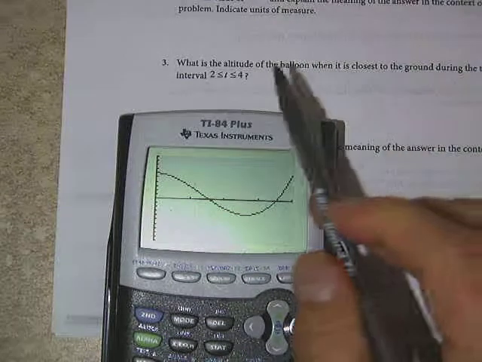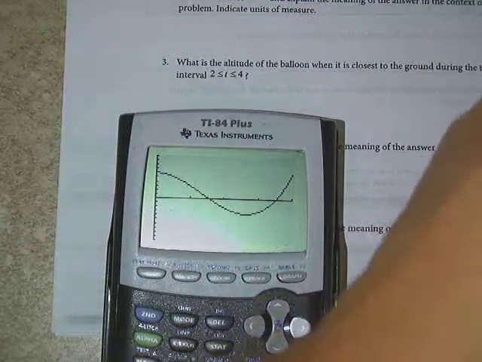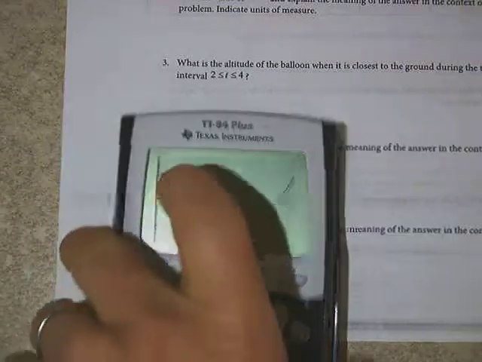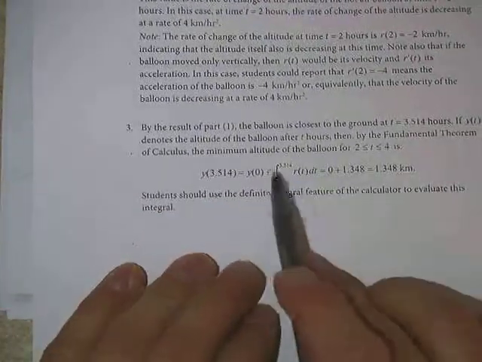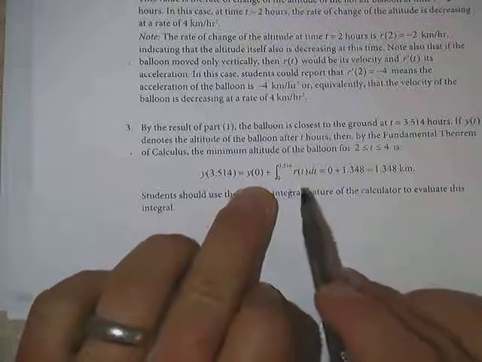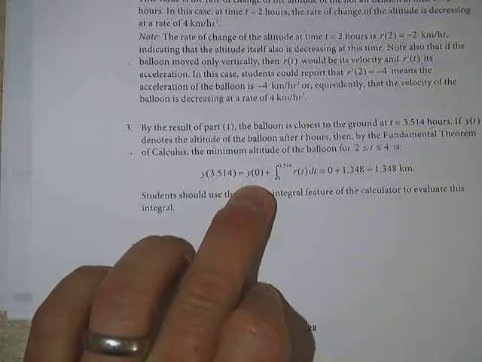So the question is, what is the altitude when it is closest to the ground between 2 and 4? Well, between 2 and 4, that's going to be here and here. When is it going to be closest to the ground? At which point? Where it crosses the x-axis. Yeah, it's going to be right here where it crosses the x-axis, isn't it? Remember, it's going down that whole time, and then what happens here? It's going to start to go back up. So where is it the lowest? It's going to be at that time, isn't it?